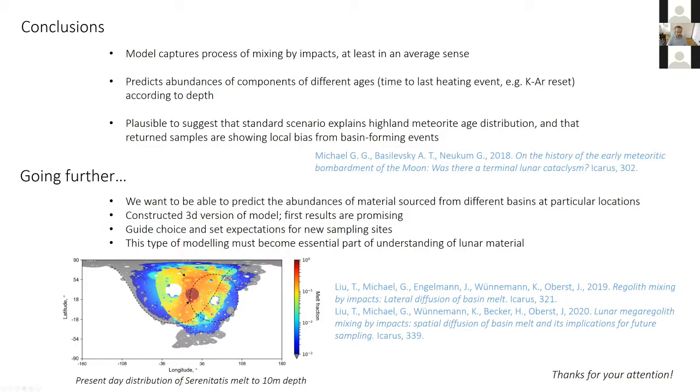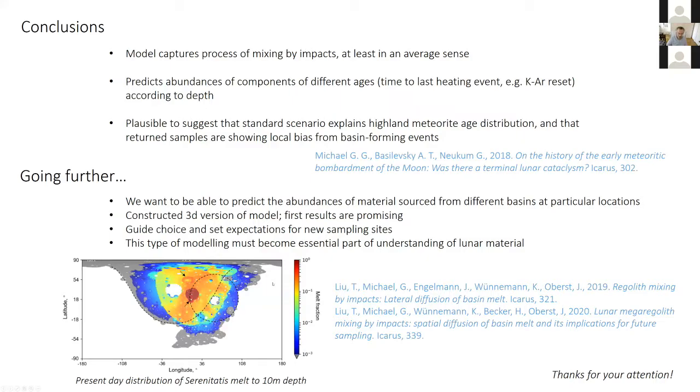So what you're seeing down here in this plot, which comes from a paper by Tiantian Liu, is a plot of the present day distribution of Serenitatis melt down to 10 meters depth. This colored scale bar on the right shows the fraction which comes from Serenitatis. And obviously this red circle is Serenitatis itself. There you expect to find very large quantities of Serenitatis.